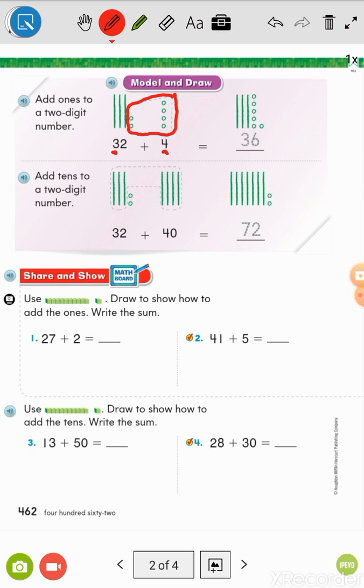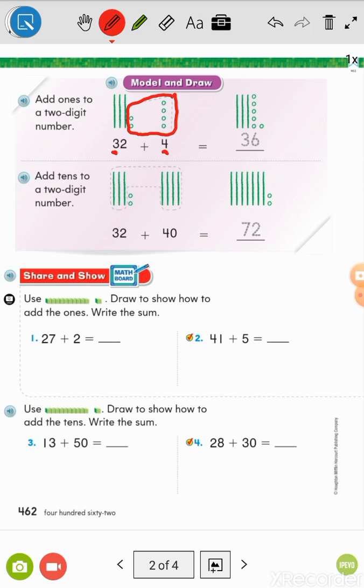So now, let's count. How many lines do we have? How many circles do we have? We put the number of the lines first, then the number of the circles. 1, 2, 3, 4, 5, 6, 7. So we have 7 lines and 2 circles. We write 7 and 2, which is 72. We write our number tens, then ones, and we represent tens by lines, ones by circles.